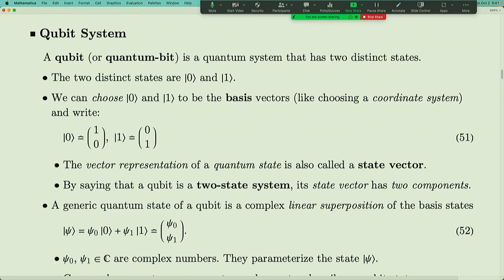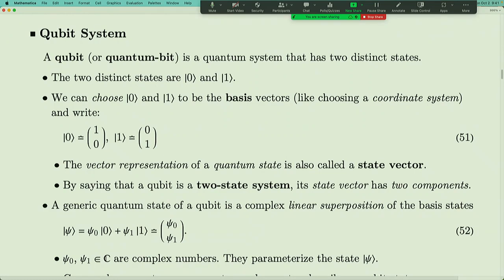The example is a qubit system. What is a qubit? Qubit stands for quantum bit. A quantum bit is the fundamental information processing unit in a quantum computer. It is a quantum system that has two distinct states. Just like a classical bit in our computer, which stores information, when you use a computer, information is stored in these 0s and 1s in the memory of the computer. So for a quantum bit, it's also the same idea.